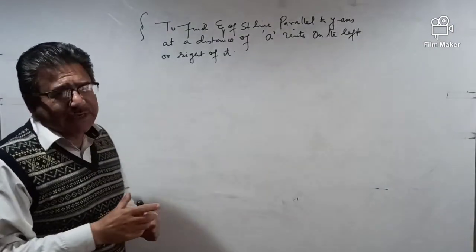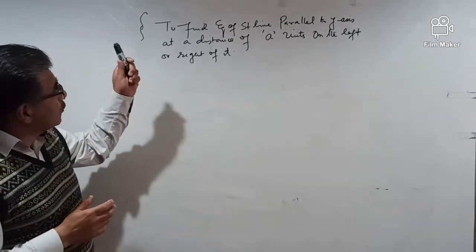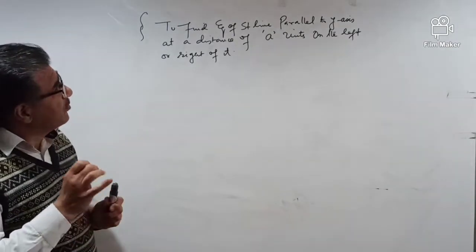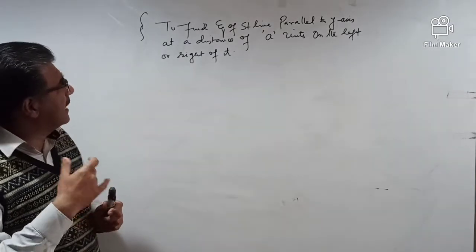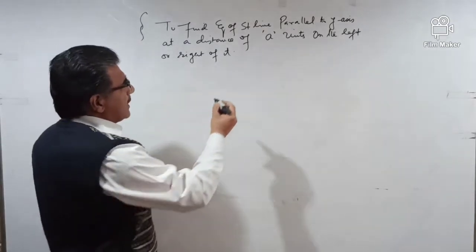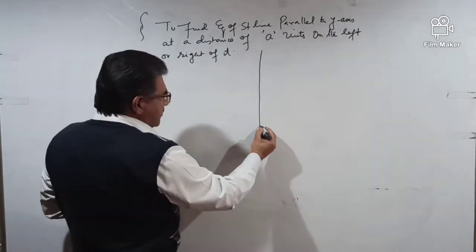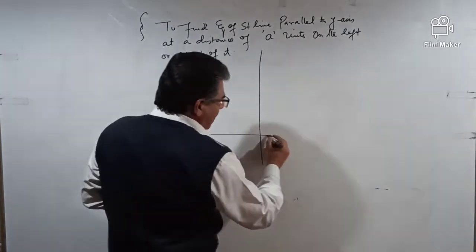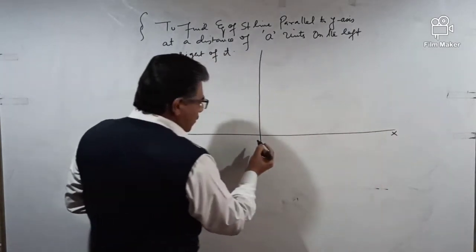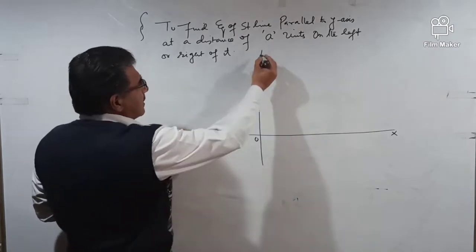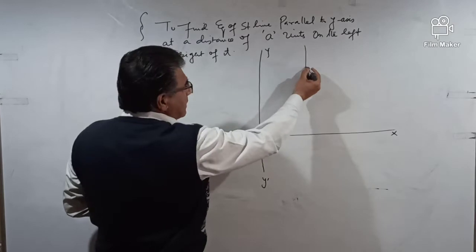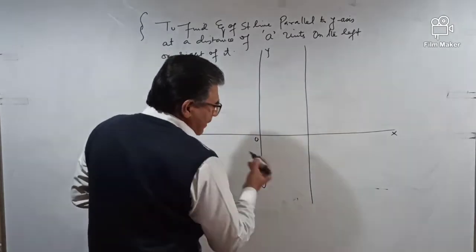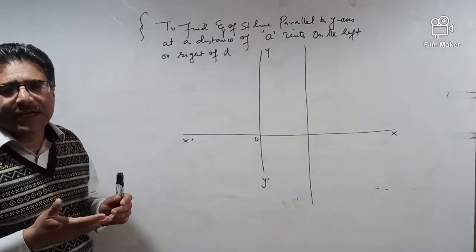Now this is my second article. This is to find the equation of a straight line parallel to the y-axis at a distance of a units on the left or right of it. What does it mean? It means if you have the x-axis, you have the y-axis. This is XOX', this is YOY'. These are the two axes. And this is the line whose equation we have to find out.